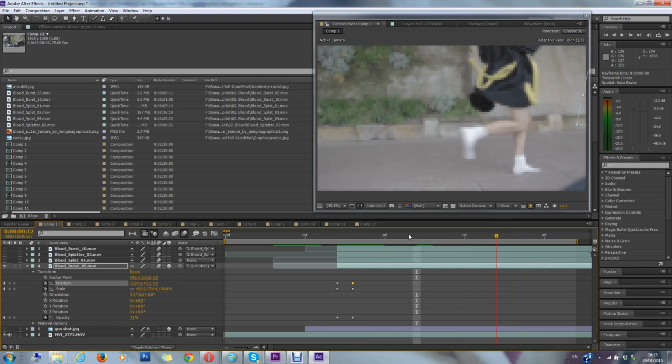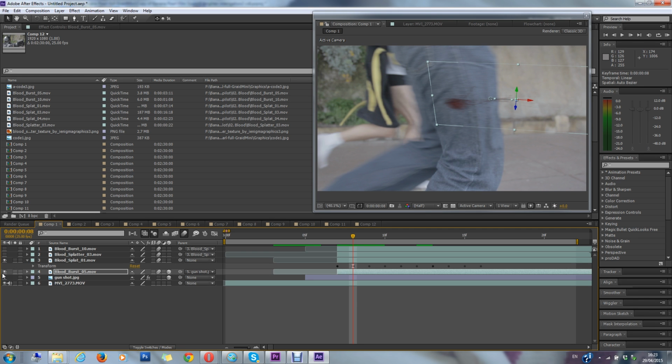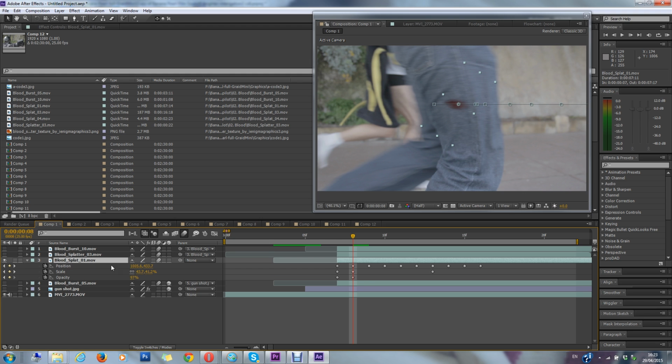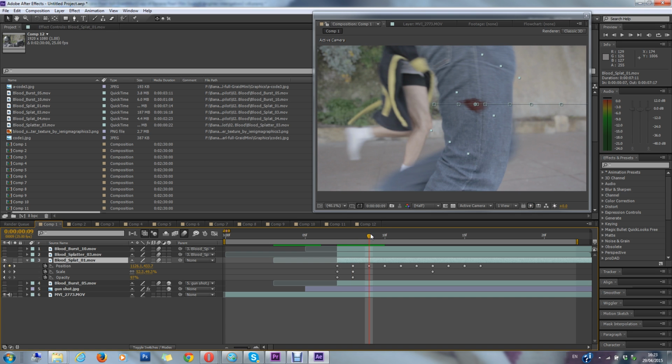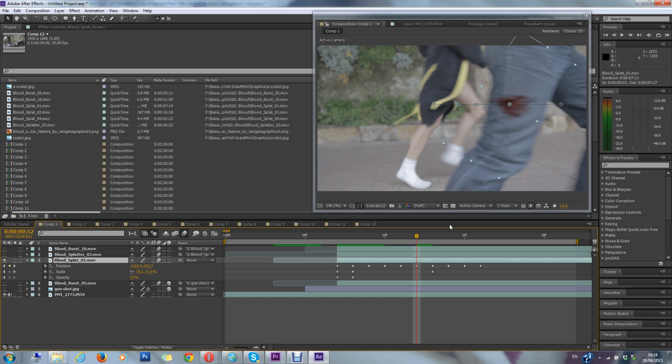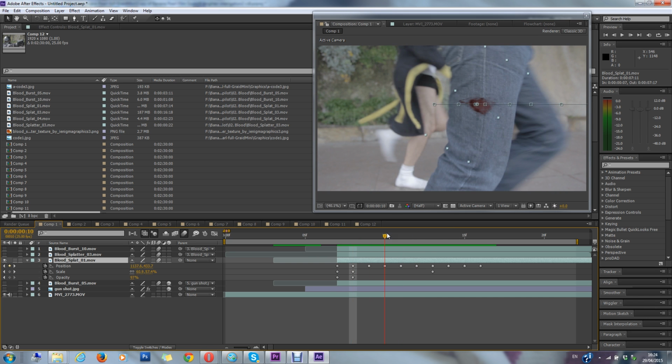Okay, so then the next one, if I turn that one off, then we have another blood splatter. This is called a blood splat. The other one was Blood Burst 05. This one's Blood Splat 01. Okay. And essentially you can see it happen there. And what I've done is I'm keyframing it to follow the leg. And it does look quite good.